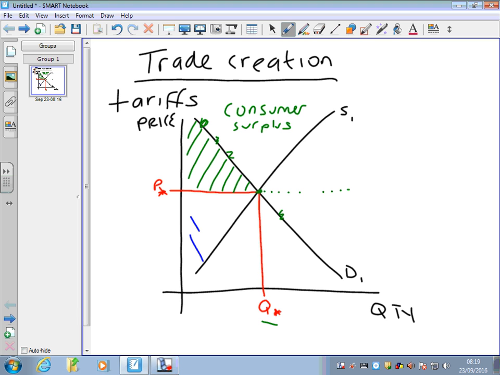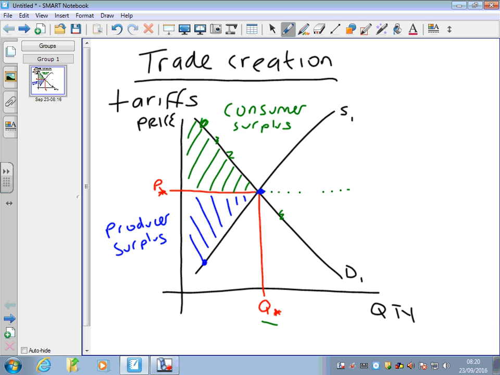This triangle here, this blue one, is the producer surplus. The simple assumption here is that when the market price of P star is above what firms are willing and able to supply, it means that firms are getting a price above what they were willing and able to offer it at. So they're getting a price higher than what they were willing and able to accept. We call that producer surplus. Again, producer surplus will be maximised where demand meets supply.